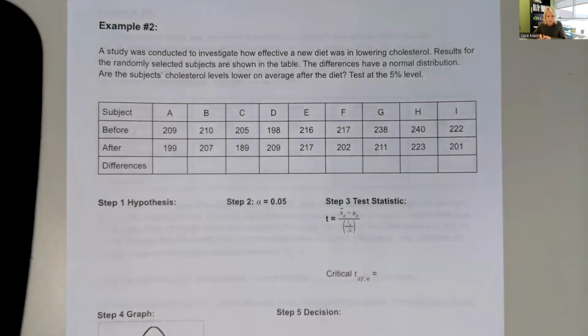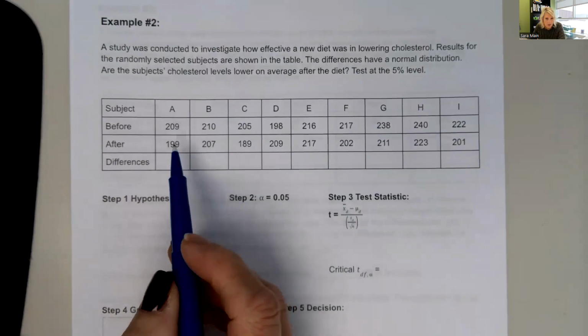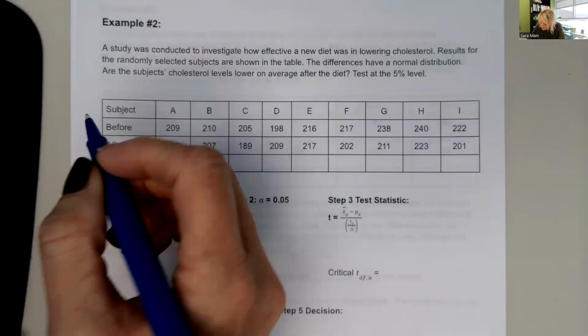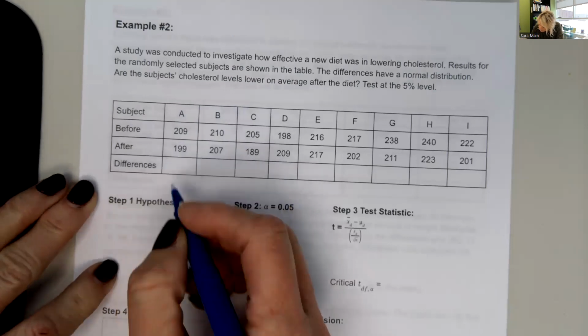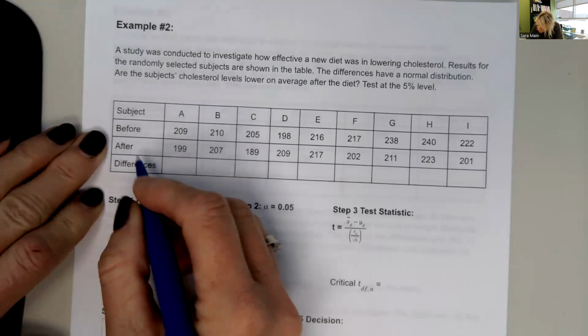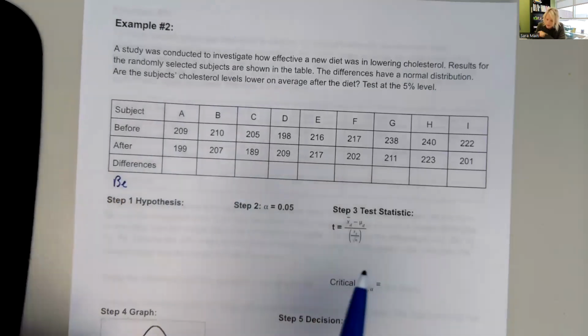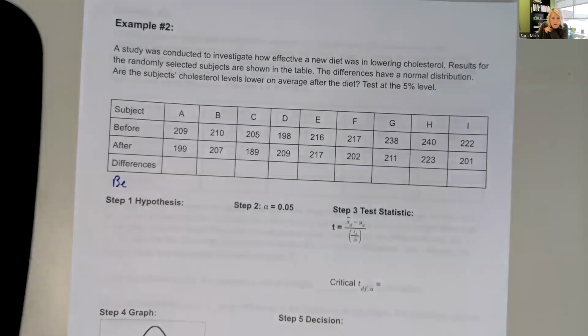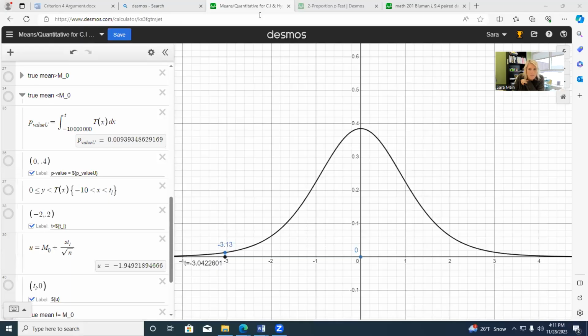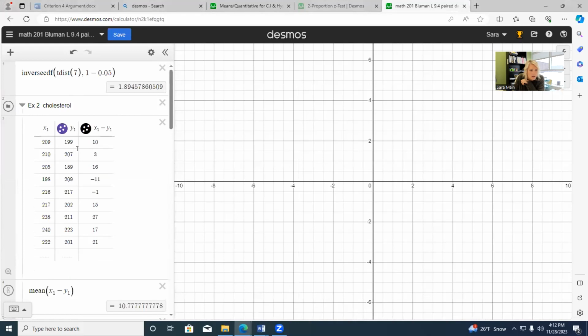Okay, so we would think that they should be lower. So I'm going to take my befores minus my afters. See what we did here in the program. So here is the file and the cholesterol, and I did the befores minus the afters.